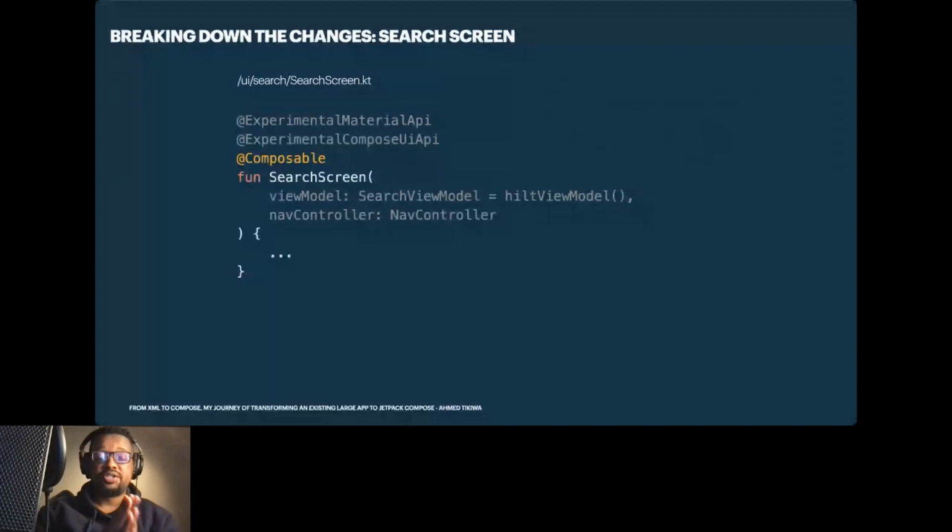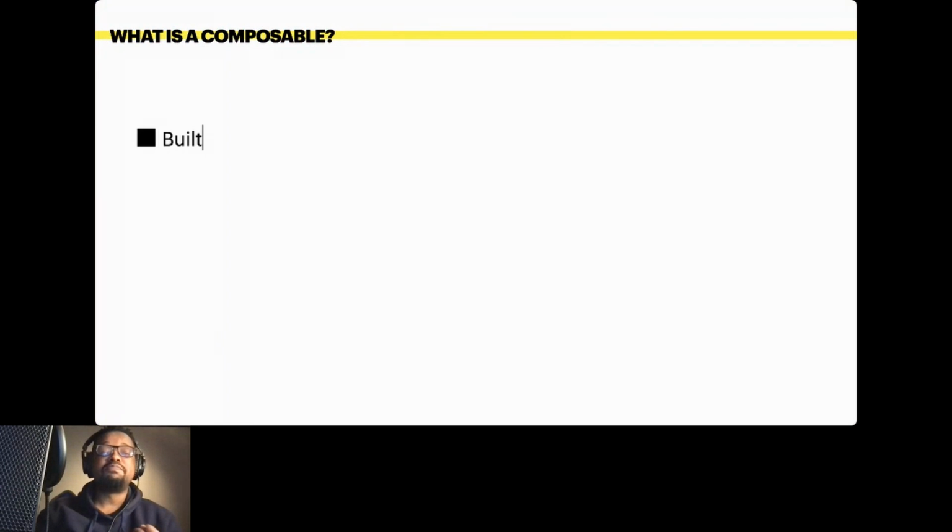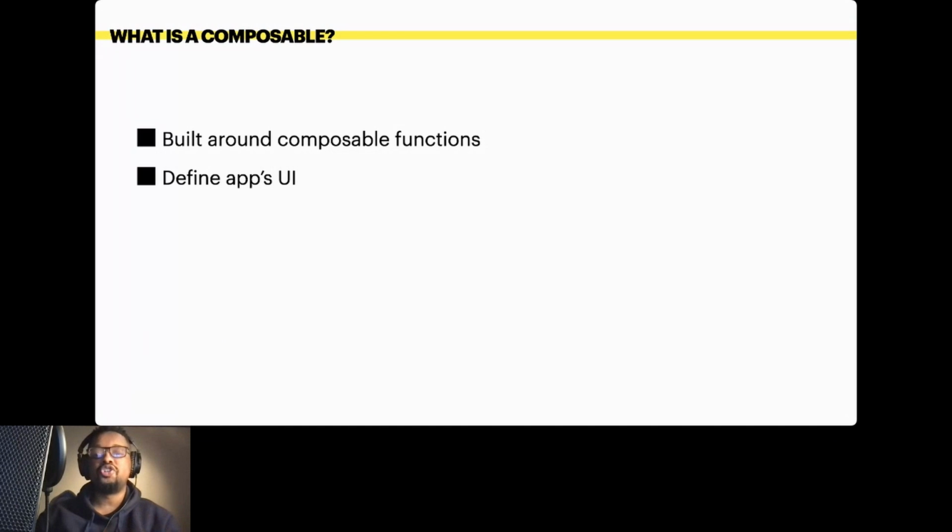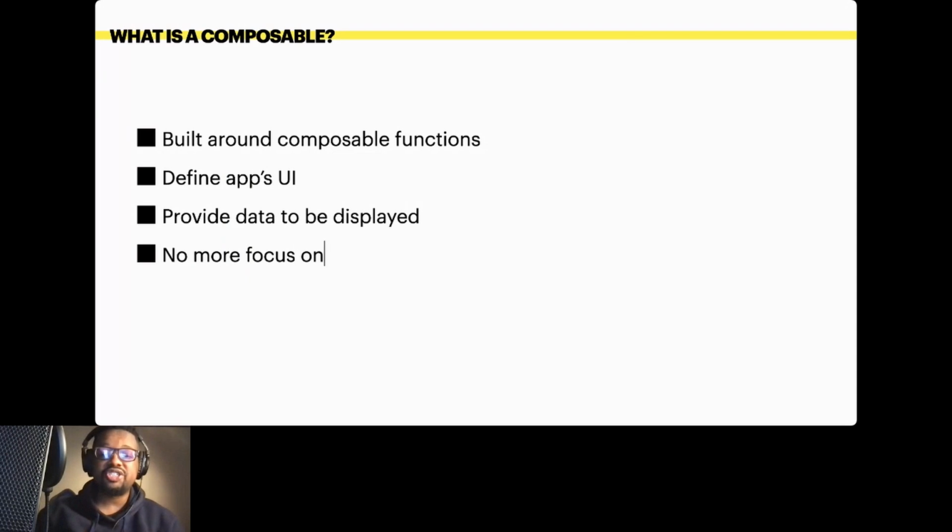So this is how the search screen looks. I created the search screen composable, which is a function annotated with @Composable. However, you might ask, what is a composable? Jetpack Compose is built around composable functions. Within these functions, you can define your app's UI programmatically by describing the UI of your app, how it should look, and also provide the data to be displayed. You therefore no longer have to focus on the process of the UI's construction, such as initializing an element, attaching it to a parent, and so on.